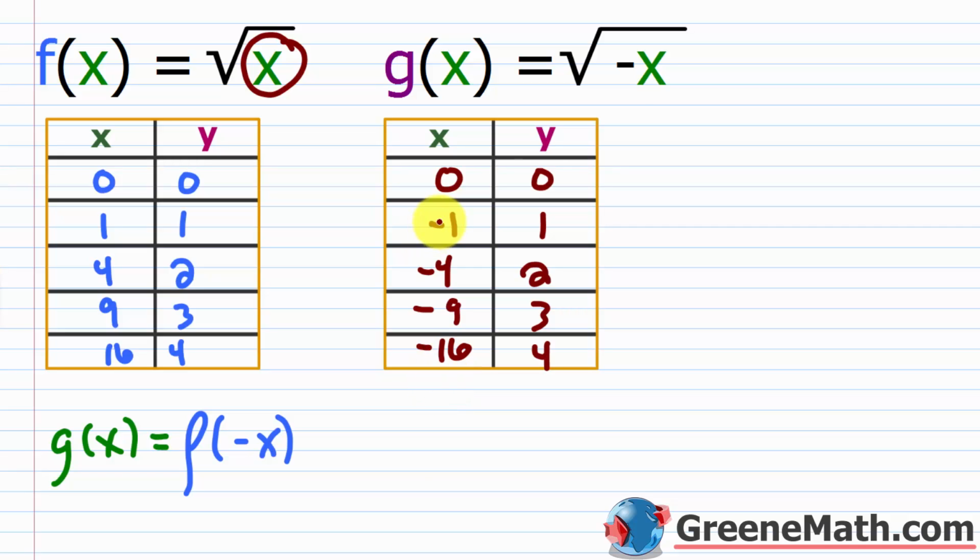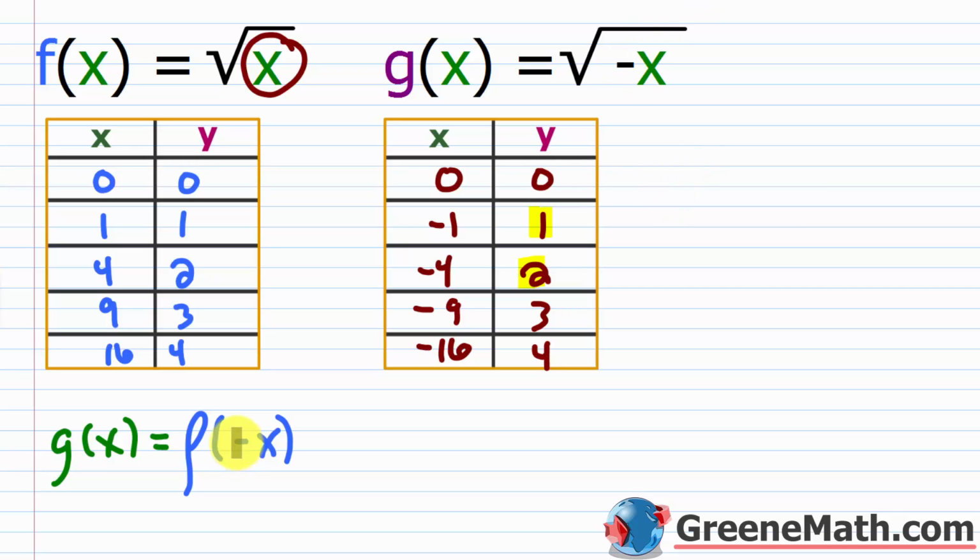Let's say I plugged in a negative 1. The negative of negative 1 is 1. So I would have the square root of, again, the negative of negative 1. So that would give me the square root of 1, which is 1. Okay, so that's how I get my answer there. If I had the negative of negative 4, that becomes the square root of positive 4, which is 2. So that's how I get that answer there. So on and so forth.